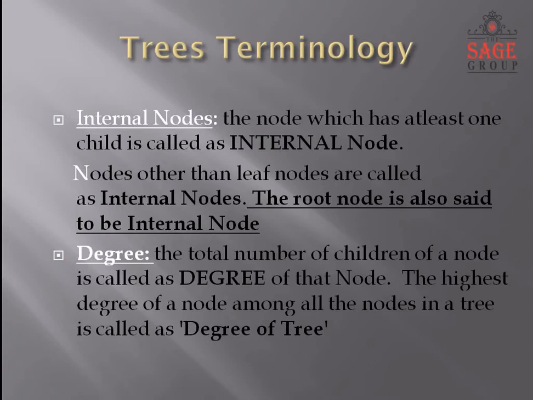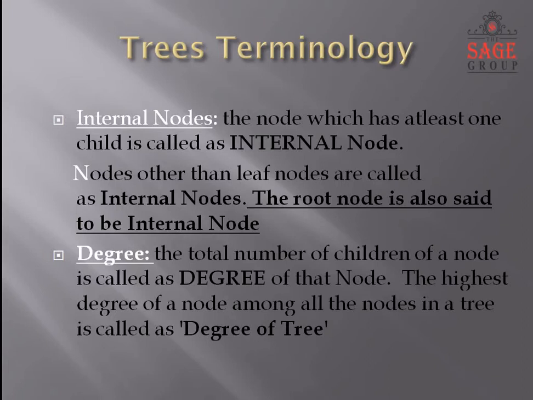Similarly, let us come to what is the degree of a tree. The total number of children of a node is called the degree of that particular node. Now, what will you call the degree of the tree? That will be the highest degree of a node among all the nodes in a tree. That is called the degree of the tree.